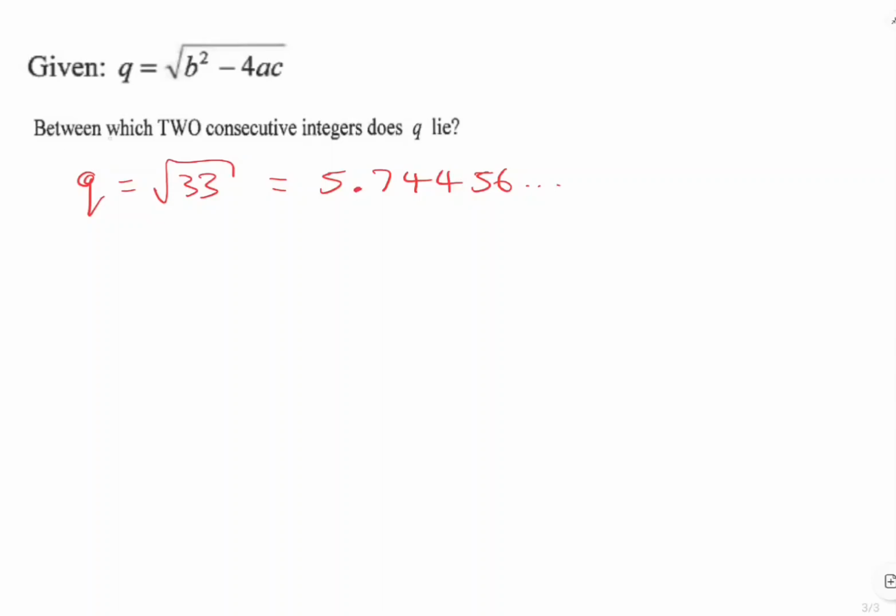So they ask between which two consecutive integers does Q lie? When you see the word consecutive, think about things that are following each other. So basically, if I have 1.4, then I'm asking myself, what are the two consecutive integers between which 1.4 lies? As we can see, there's a 1 and 2, and 1.4 is between these numbers, right? So these are the integers that they are talking about.